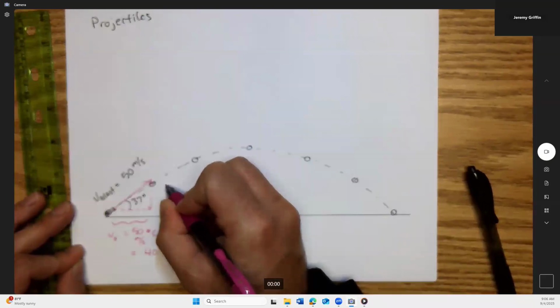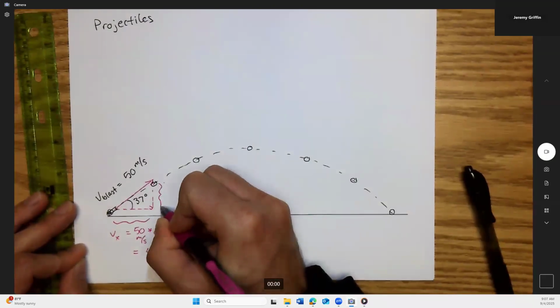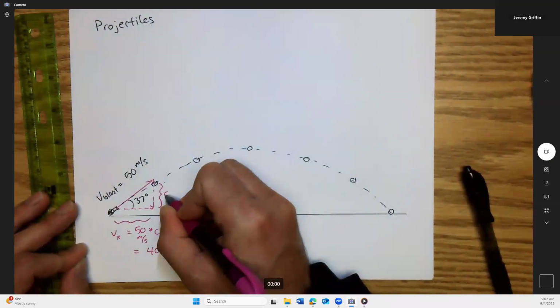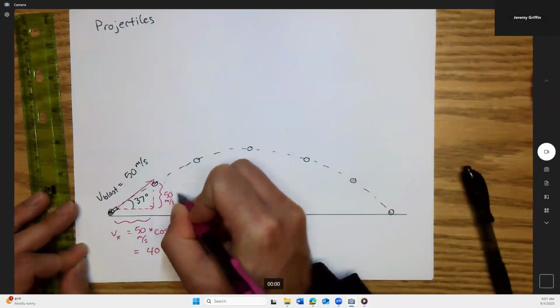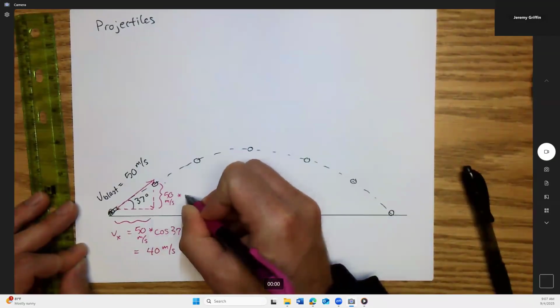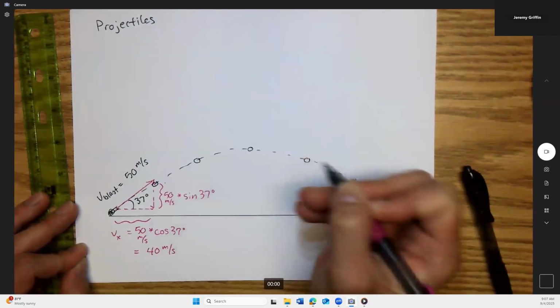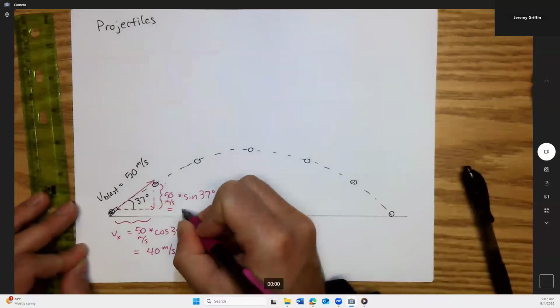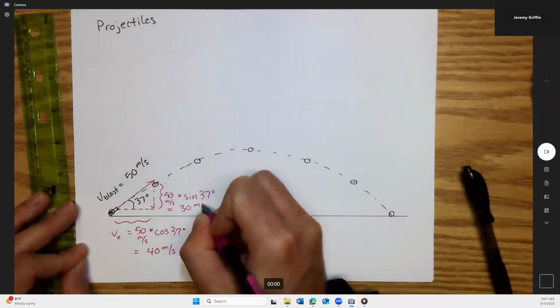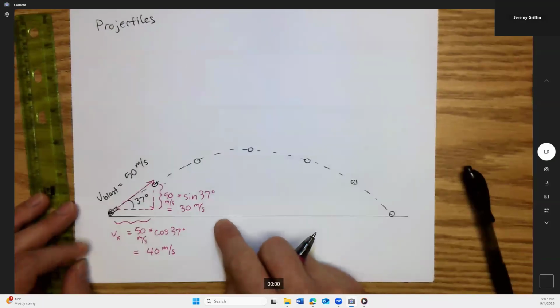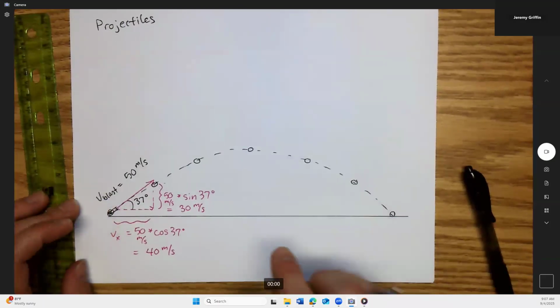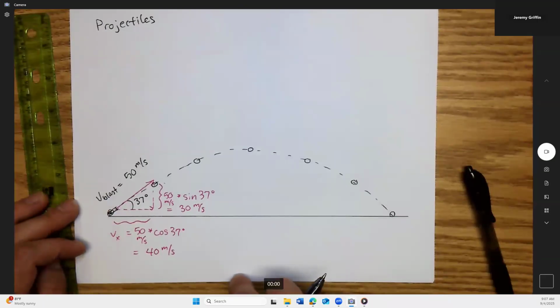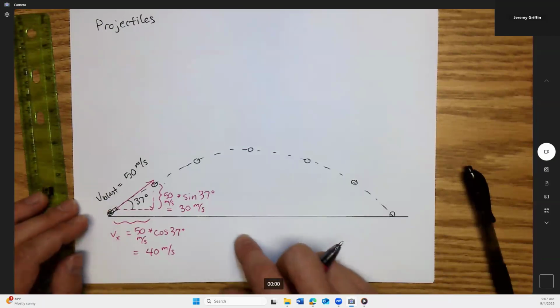And then this component right here, would that be 50 meters per second times what? Being the 37 degrees? That comes out to what? 30 meters per second. Because you can put it in your calculator. Those won't be exact numbers because 37 degrees is rounded a little bit. It's like 36 point 87 something degrees. Whatever. Right?